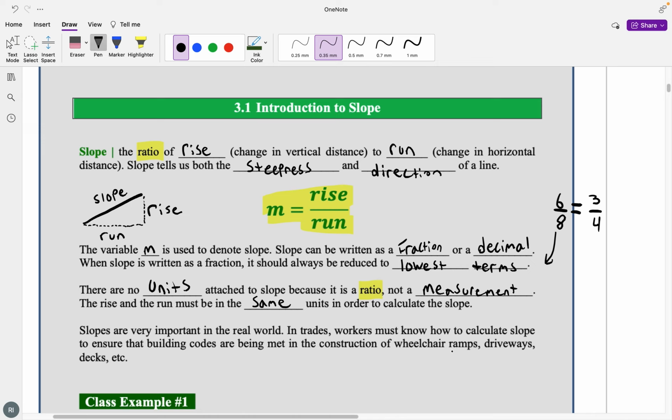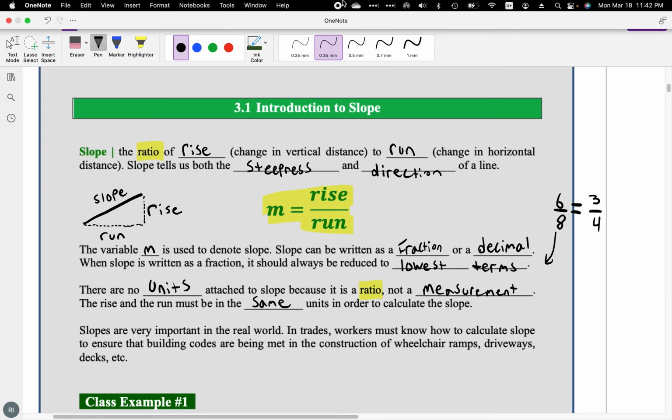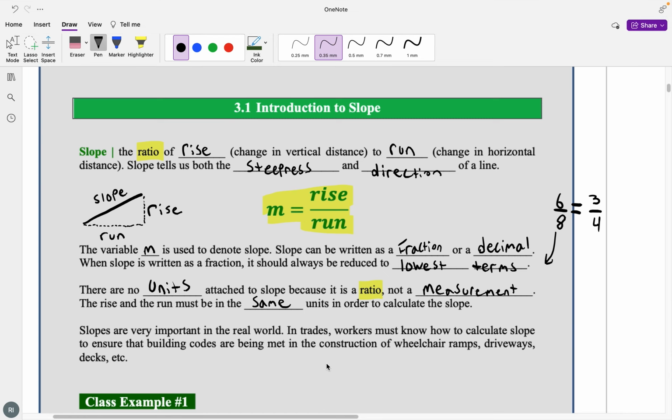Slopes are very important in the real world. In trades, workers must know how to calculate slope to ensure the building codes are being met in the construction of wheelchair ramps, driveways, decks, drainage. You'll also sometimes see slope or gradient involved in road signs for semi-truck drivers and lots of other places. Now complete the two class examples together.